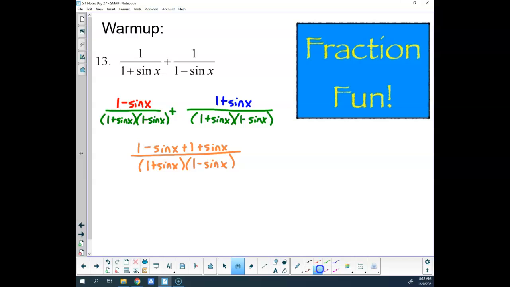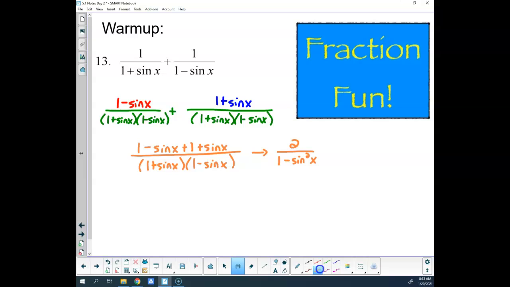So yeah. Negative sin x plus sin x is 0. Love it. Okay, so then you do 1 plus 1 on top right away too? Okay, love it. So then you got 2 over, and you said you multiply the bottom, and did you get 1 minus sine squared of x? Okay, that's good. That's what I got.